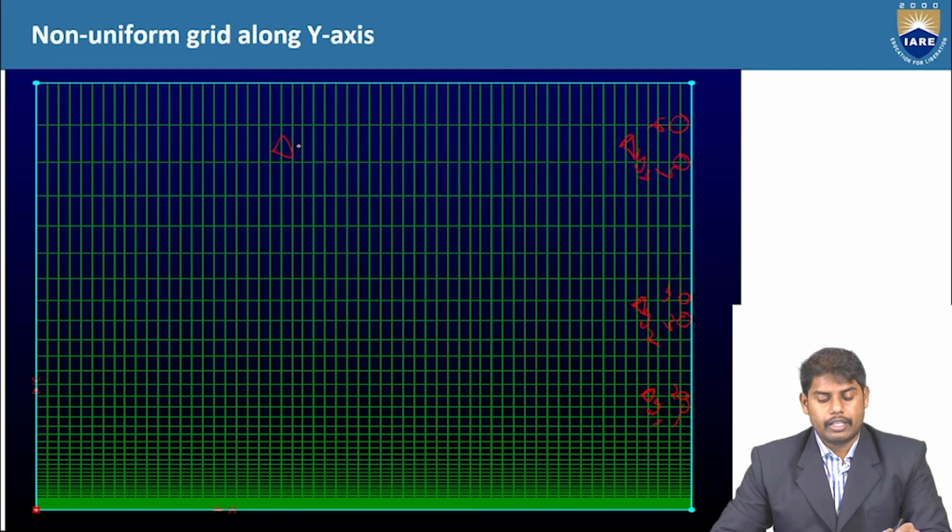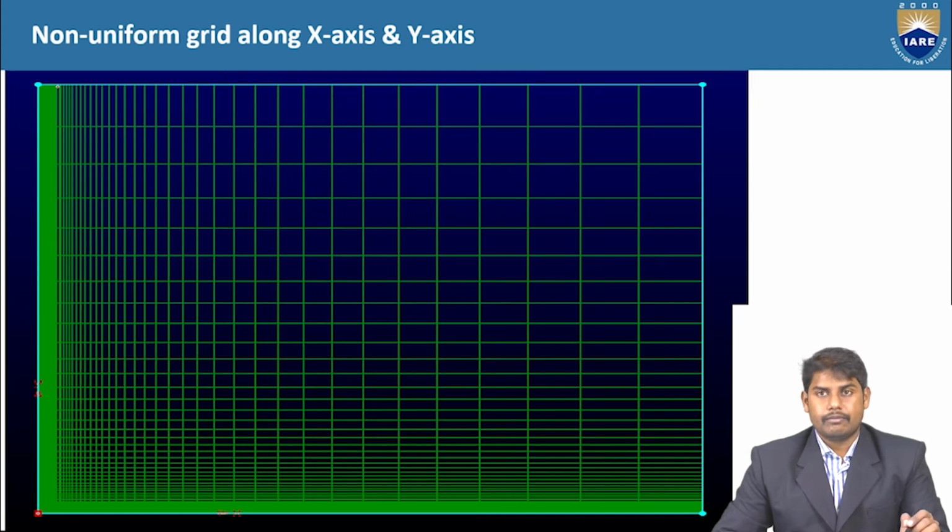So what is the condition? Delta y1 is not equal to delta y2, which is not equal to delta y3. If delta y1 is equal to delta y2 is equal to delta y3, then this condition is nothing but a uniform grid along the y-axis. So this is uniform and this is non-uniform. Here we have taken a non-uniform grid example along the y-axis.